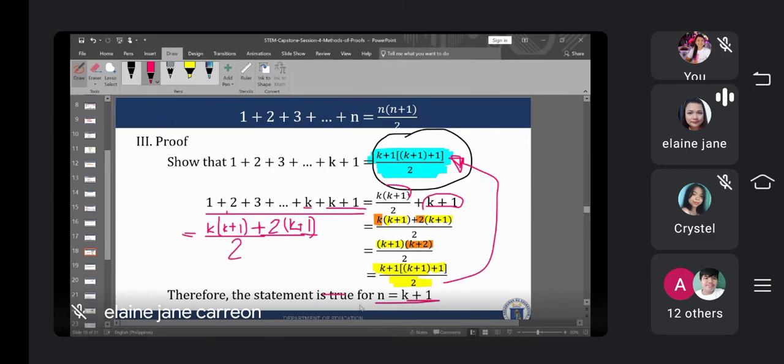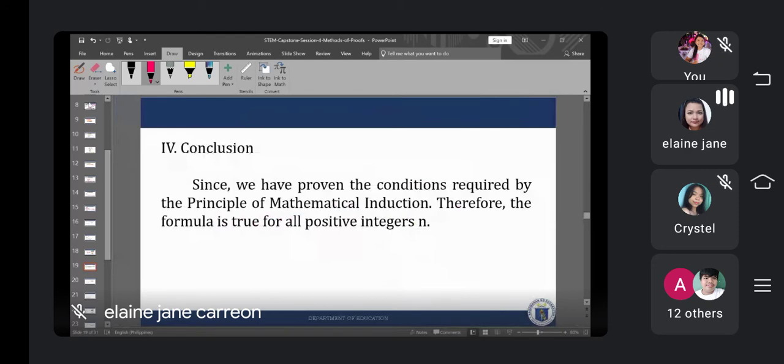Okay, did you understand that? I hope naintindihan nyo. Next, for our conclusion, since we have proven the conditions required by the principle of mathematical induction, therefore the formula is true for all positive integers n. So that is our conclusion. Okay? Do you have any questions?